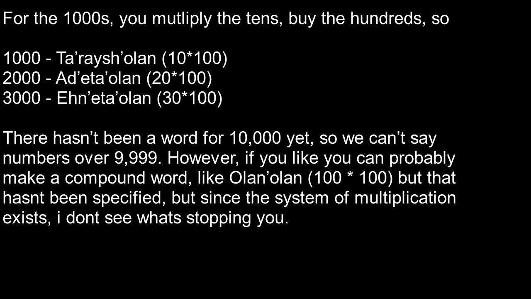And 3,000 is ein eta olan, and so on, until you get to 9,999, which is where the words stop. There is no word for 10,000 yet. However, you could probably just make a compound, 100 times 100, olan olan, if you wanted to, but that hasn't been specified. But since the system of multiplying exists, I don't see why you wouldn't just go ahead and say olan olan, even if it kind of sounds weird.